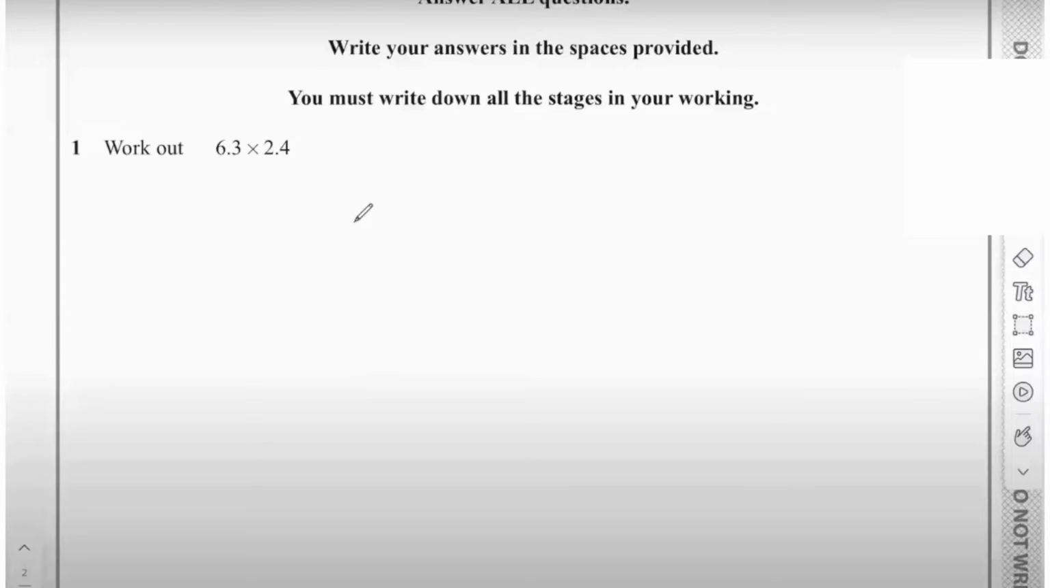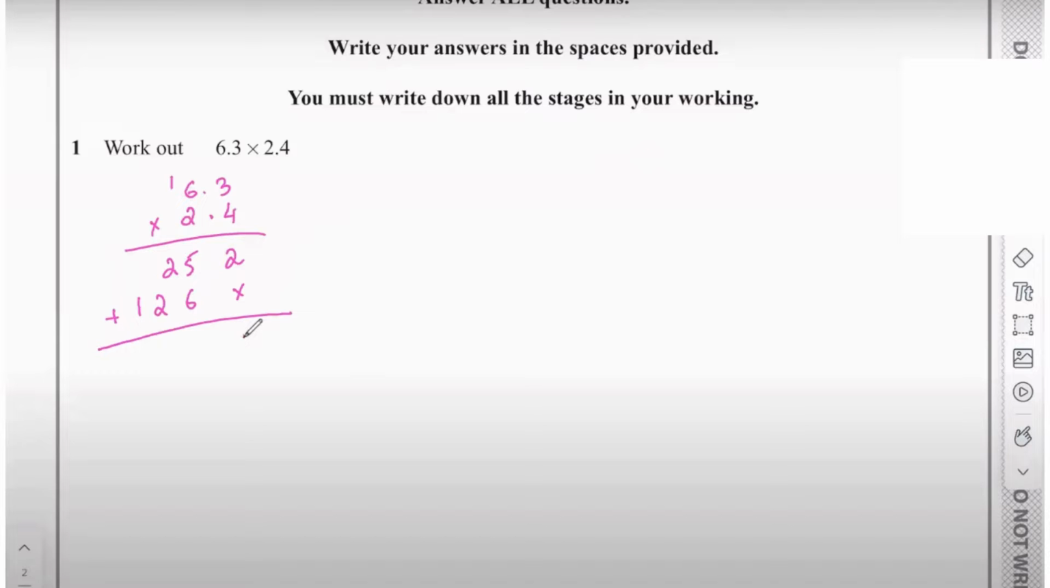The first question says work out 6.3 times 2.4. So if we do 6.3 times 2.4, 3 fours are 12, carry the 1. 6 fours are 24, plus 1, 25. Add the placeholder. 2 threes are 6, and 2 sixes are 12.